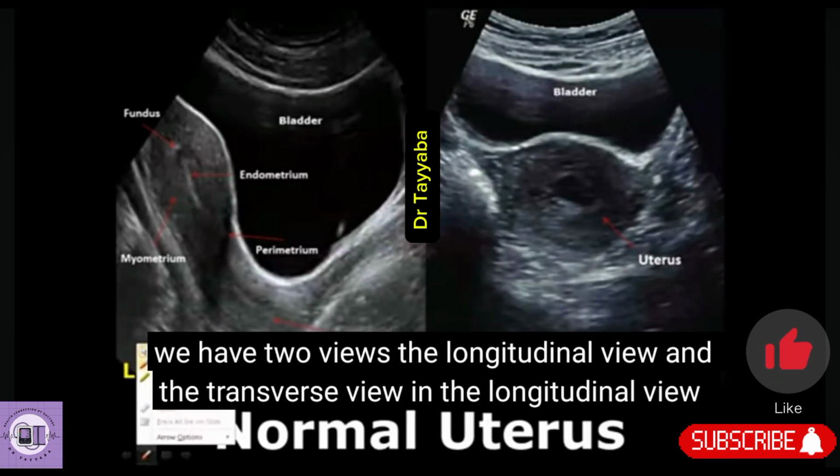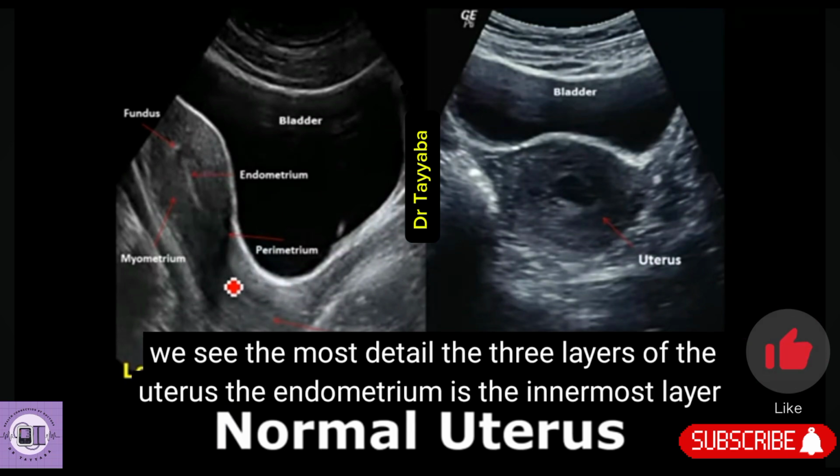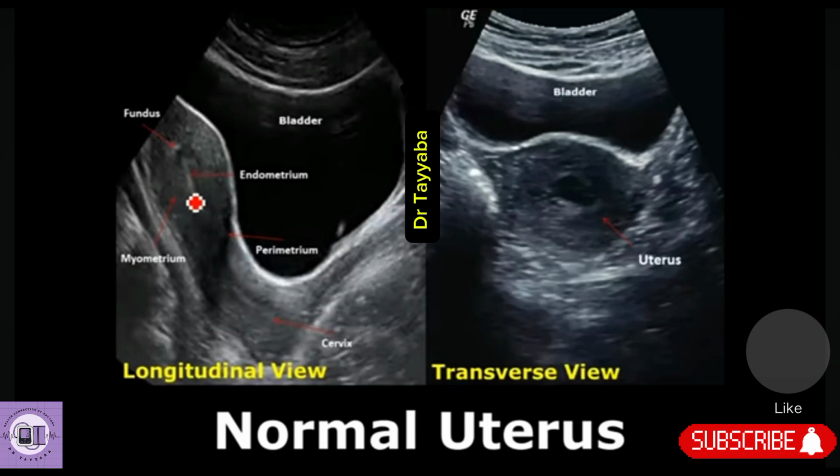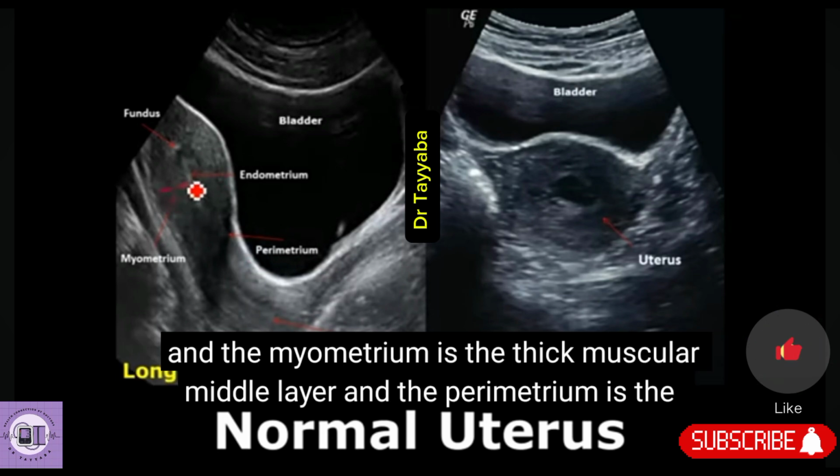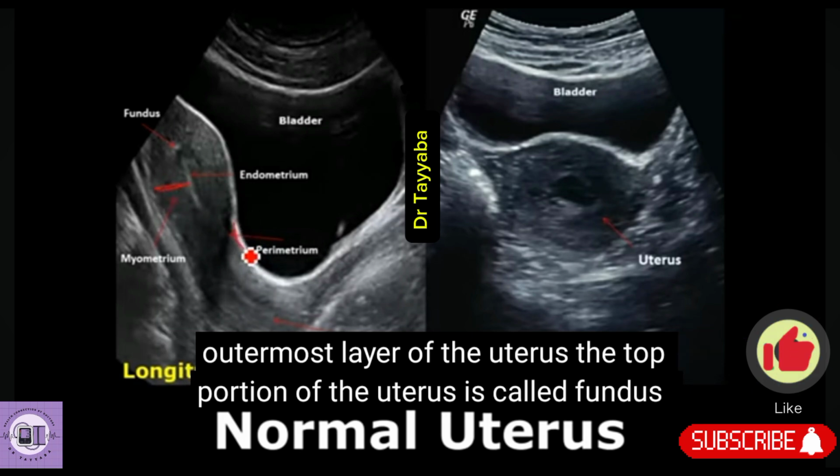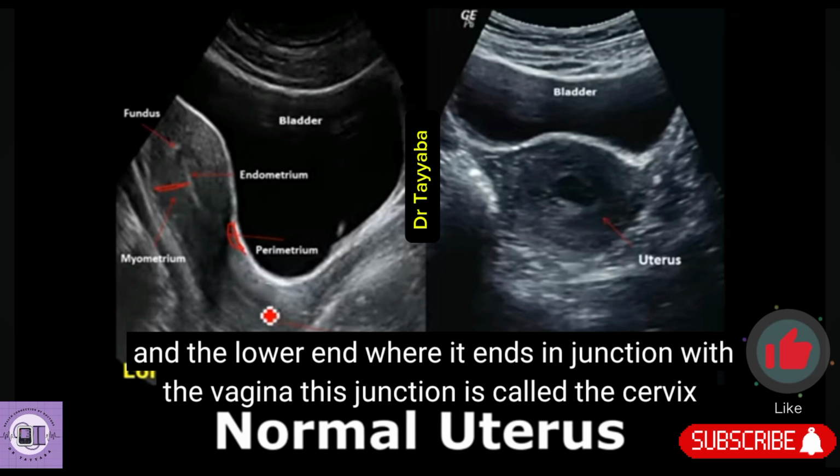We have two views, the longitudinal view and the transverse view. In the longitudinal view, we see the most detail, the three layers of the uterus. The endometrium is the innermost layer, the myometrium is the thick muscular middle layer, and the perimetrium is the outermost layer of the uterus. The top portion of the uterus is called the fundus, and the lower end is where it ends in junction with the vagina. This junction is called the cervix.